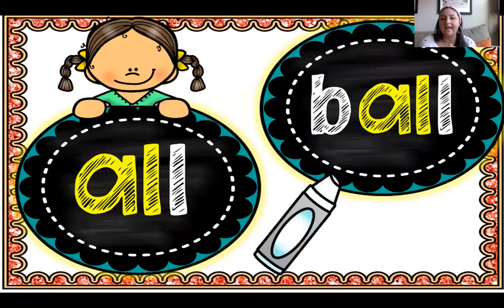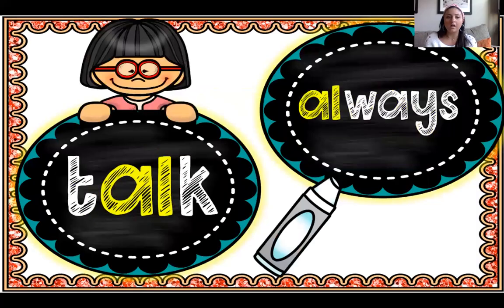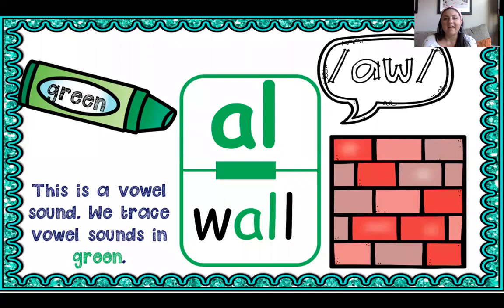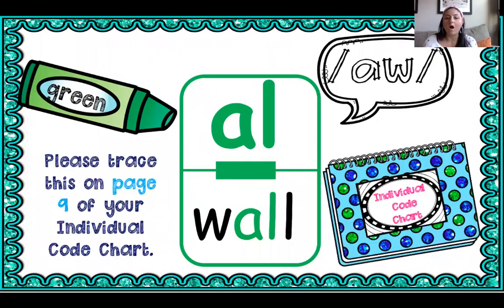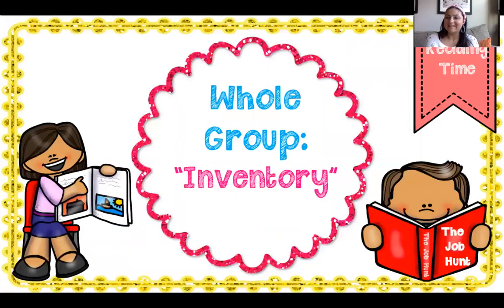Today we are going to be looking at AL as it says an ah sound. Sometimes when we see AL, it gives us more of an ah sound, like in the word all, ball, tall, call. See how the AL gives me kind of an ah sound. Talk, always, walnut, install. Okay, so AL gives me that ah sound, like in the word wall. Alrighty, we're going to be practicing this in Seesaw or in your Google form today. And next up, we are going to be reading the story, The Inventory.